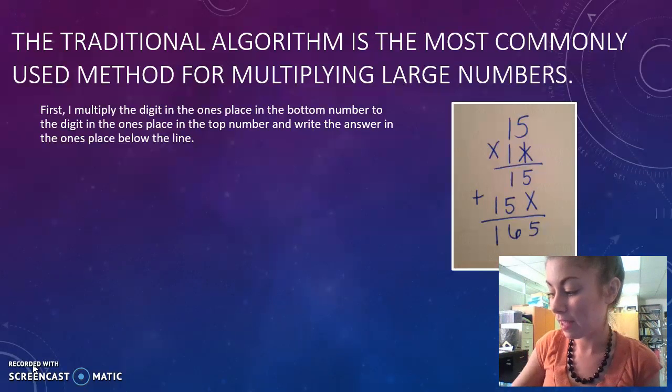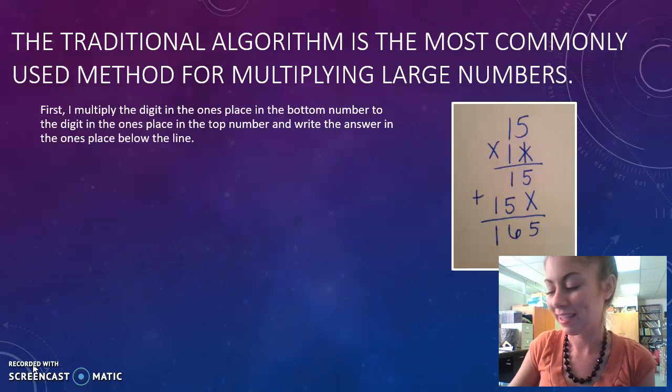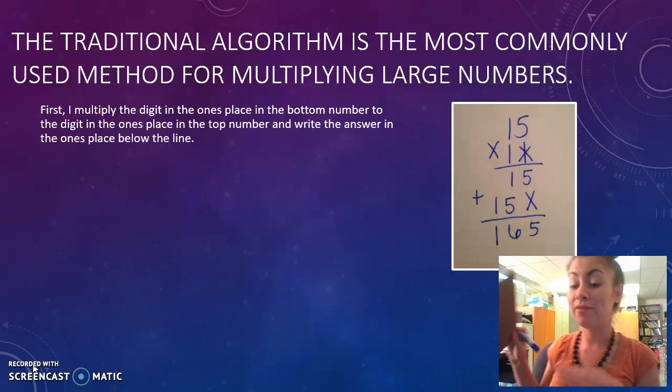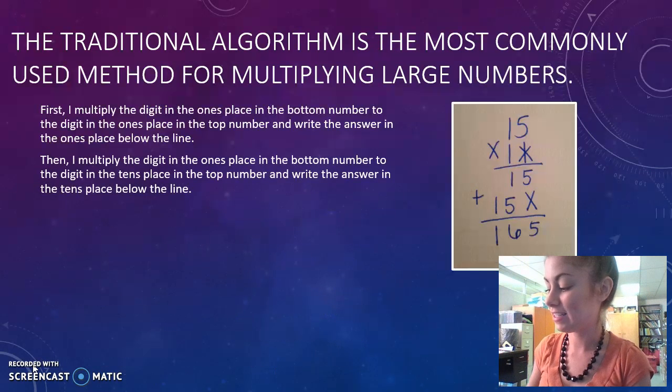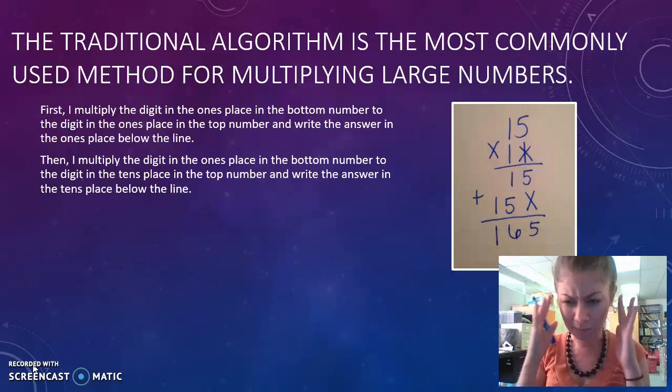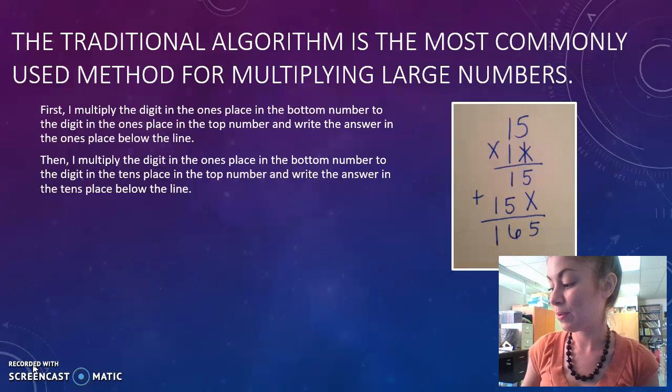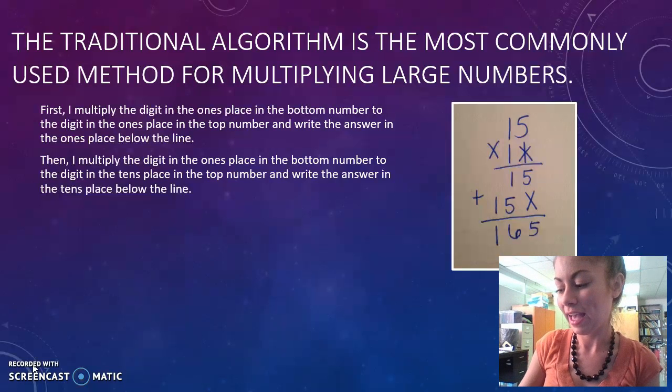Then you're going to multiply the ones digit 1 by the tens digit 1, and 1 times 1 is 1. Now we've finished with our ones digit, so I'm going to cross that out so I remember not to use it again. And we're focusing now on tens. So the tens place also has a 1 in it. 1 times 5 is 5. And 1 times 1 is 1.